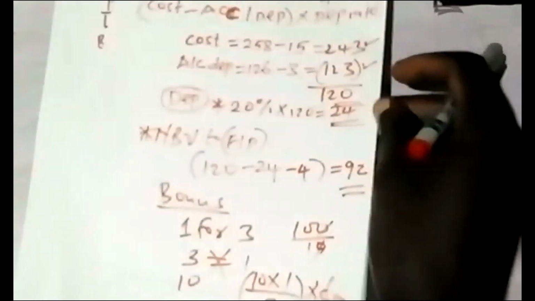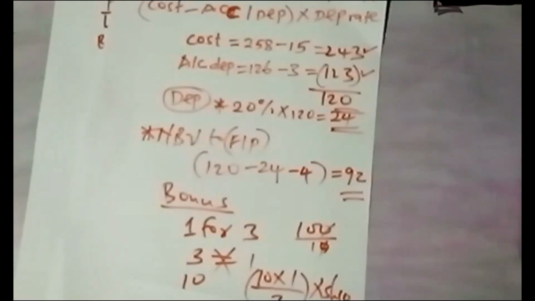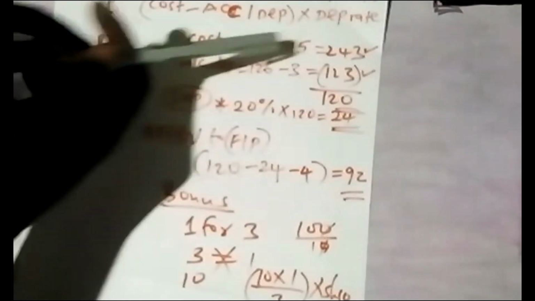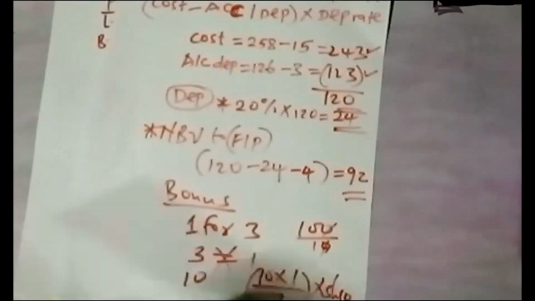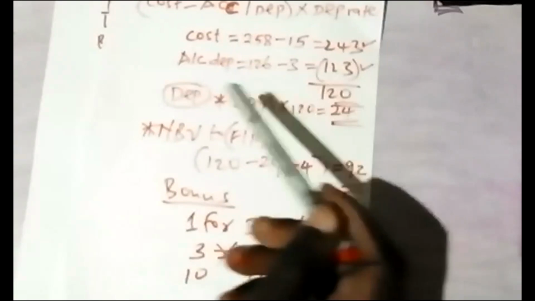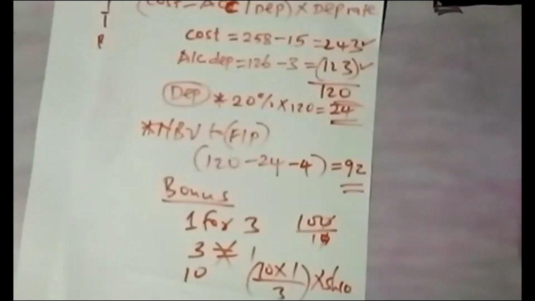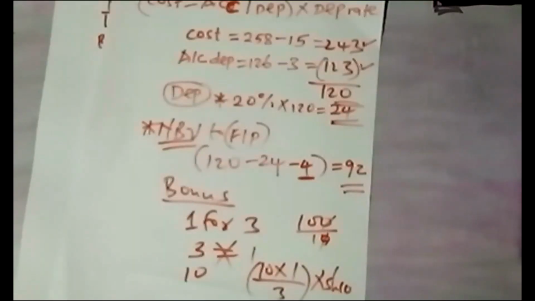It's through what we did there. Cost minus accumulated depreciation, but after we subtracted what was disposed, we got 120. Then 20% on this, we got the depreciation for the year of 24. So we took 120 minus the 24, minus the impairment, which they said again was going to reduce our asset. So we got 92 as net book value. I talked about this one.